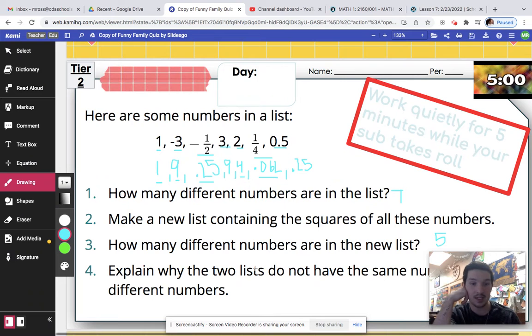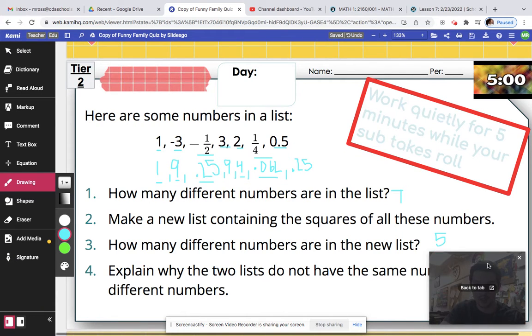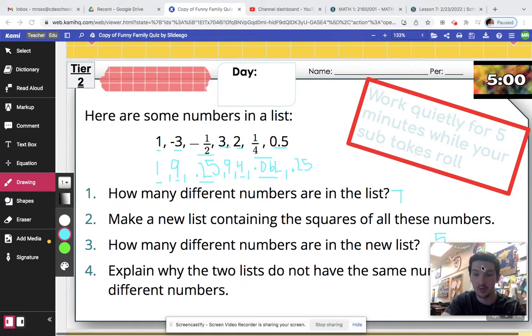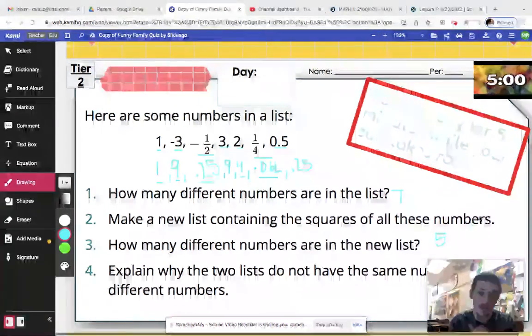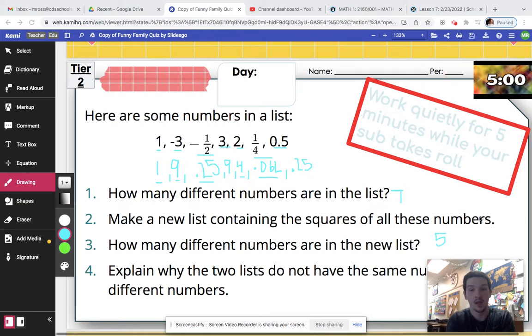Okay, and then 4 says explain why the 2 lists do not have the same number. What does it say underneath? Number of different numbers. Well, I'm hoping you're able to look at this and say, the reason why some of them repeat is because a negative times itself is going to give you a positive answer, which means it doesn't matter if we have a negative and then a positive like in that first list. A negative times a negative is going to give you a positive answer. Therefore, we're going to get some similarities here.